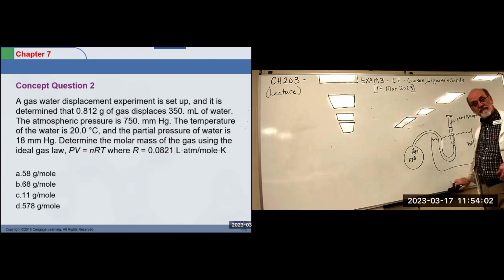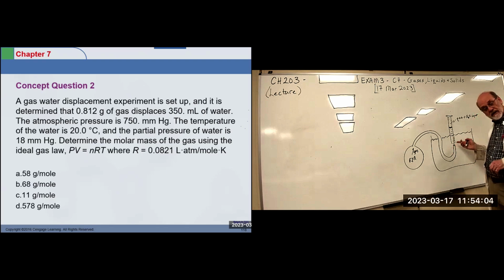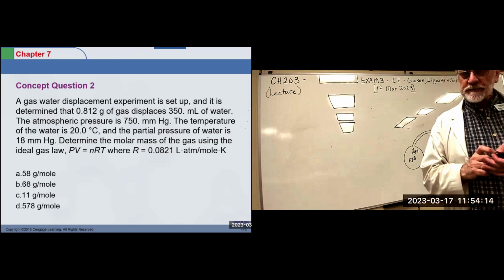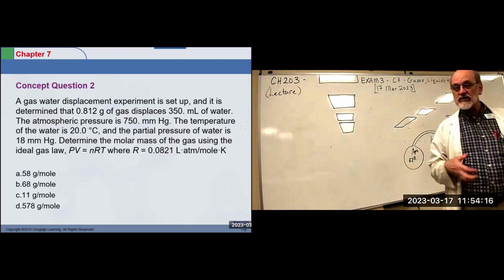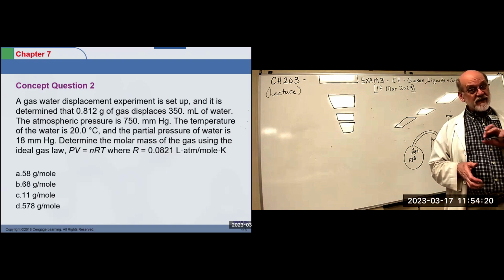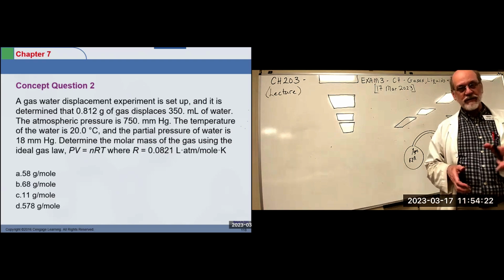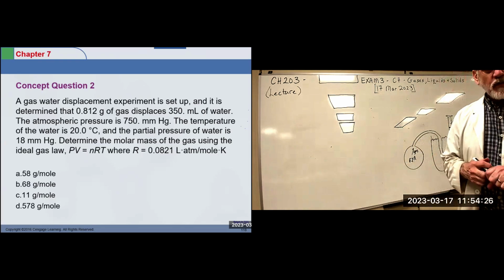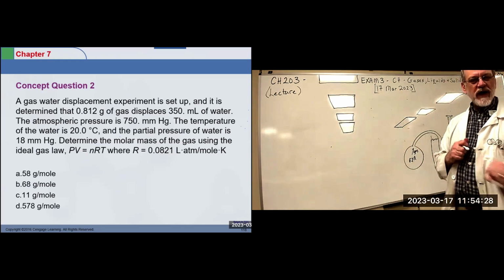Right? We got both of them in there because we've bubbled the gas through water, so it's going to accumulate some water vapor. But now we are able to capture the gas and measure its volume. Well, actually, we're measuring the volume of both the gas and the water vapor. So there's the problem. All right, so now conditions. We have 0.812 grams of gas.